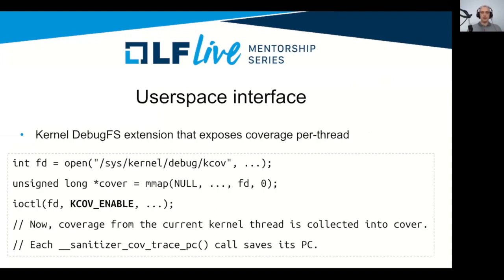So the way you use it is there is a debugfs interface. You open sys/kernel/debug/kcov. You mmap the buffer. This is the buffer where the coverage will be collected. And you call the KCOV_ENABLE ioctl. Now, after you do that, whichever syscalls you execute, coverage that happens in their handlers will be collected into this mmap buffer. So this is done like each __sanitizer_cov_trace_pc call will see that KCOV is enabled, and it will know that it's supposed to put coverage into this mmap buffer.